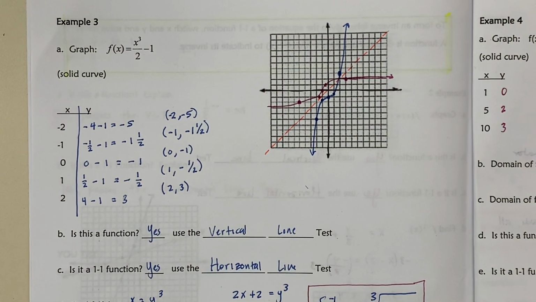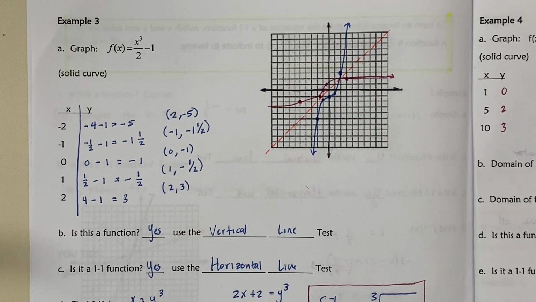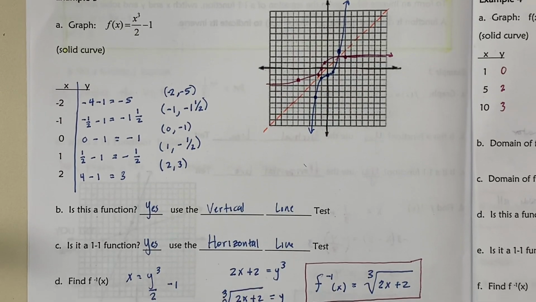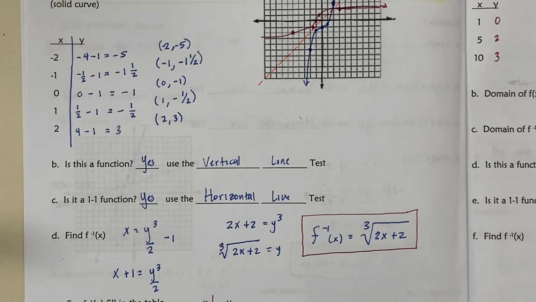Now, is the blue curve a function? Yes, it is, because it passes the vertical line test. Is it a one-to-one function? Yes, it is, because it passes the horizontal line test. Therefore, since it's a one-to-one function, I am going to switch the x and the y's and solve for y to find the inverse function.